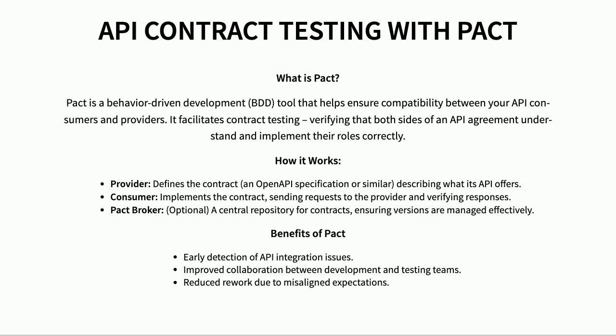Then, the consumer tests those capabilities by sending requests to the provider and checking if the responses match what was promised. Pact Broker is an optional system that helps keep track of these contracts as they evolve. It's super helpful for larger projects.